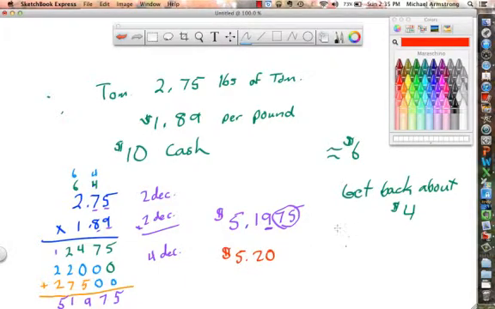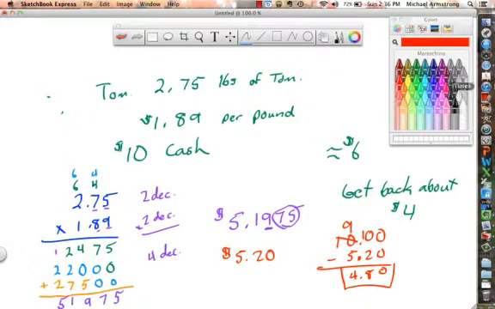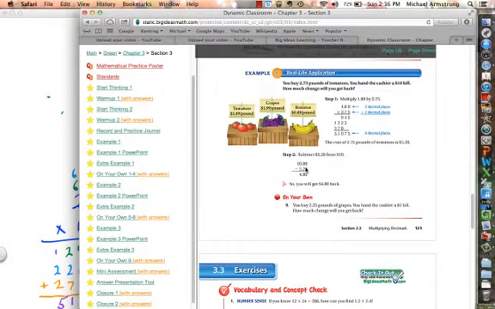So we really have $5.20. So if we have $10 and we subtract $5.20, now this time we have to line up the decimals because we're using addition or subtraction. Alright, and this becomes 9. And so 10 take away 2 is 8. $4.80. Is $4.80 plus $5.20 equal to $10? Looks right. So we'll get $4.80 back. Does that make sense?